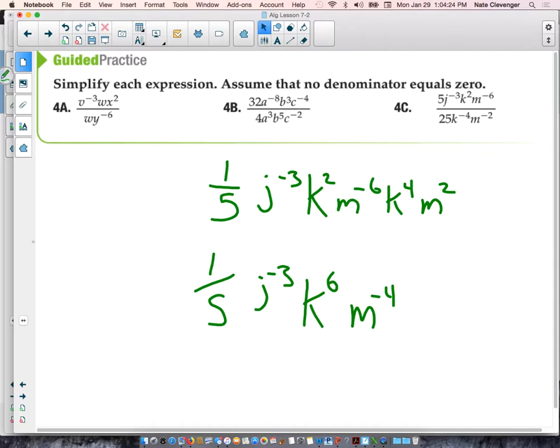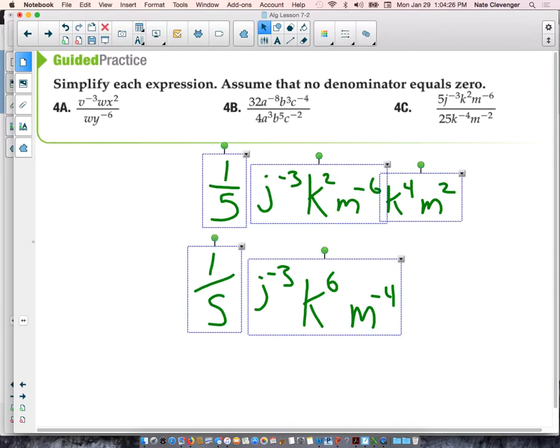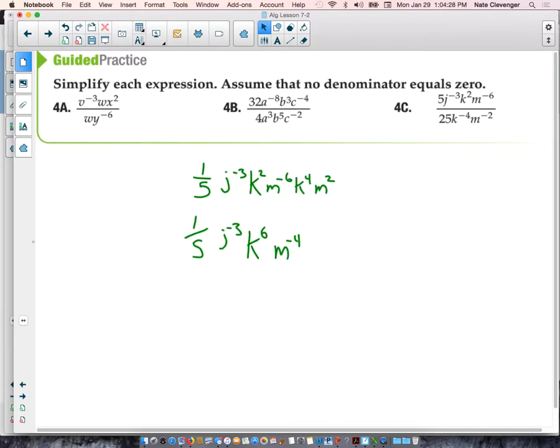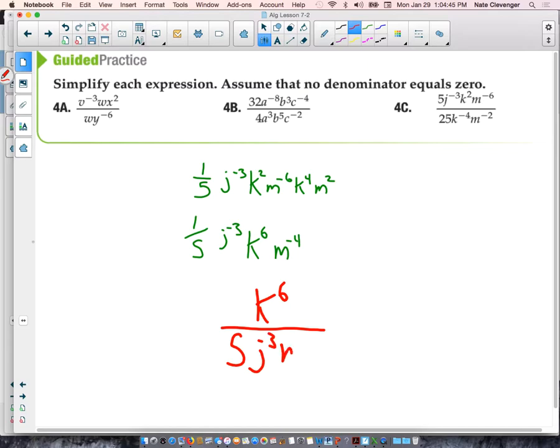Now I want to write those with positive exponents. My 1 is on top. 1 times the k to the sixth, I could just write that as k to the sixth. Okay? And my 5 is going to be on bottom with these items I'm moving down to make that j to the third, m to the fourth.